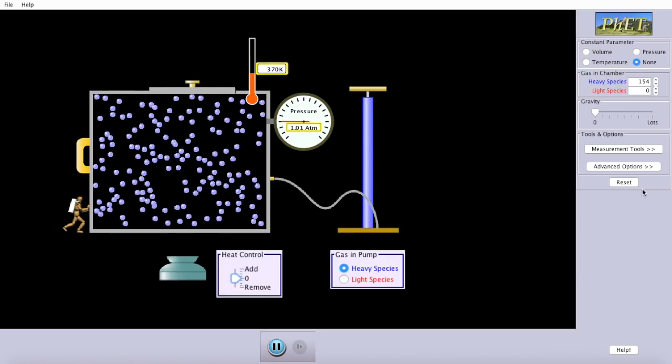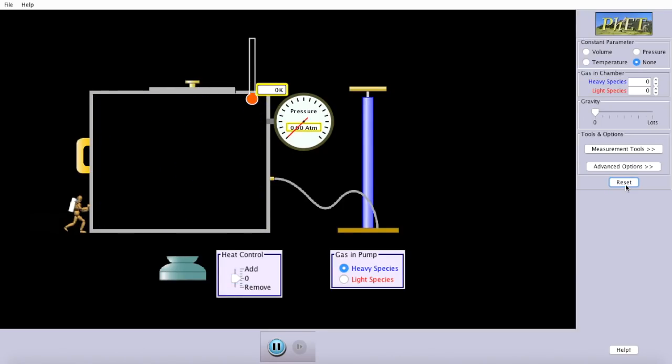All right, let's reset. Put in the one pump. So we've seen so far that if we change the volume, we change the pressure. When the volume went down, the pressure went up. When the volume goes up, the pressure goes down. Temperature and pressure were a direct proportion: when the temperature went up, the pressure went up. When the temperature went down, the pressure went down.